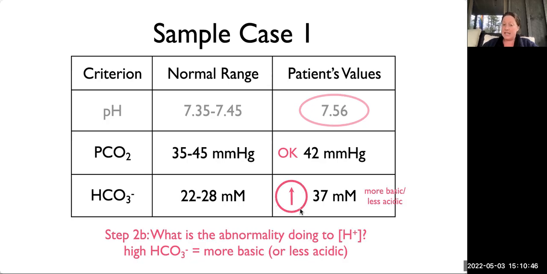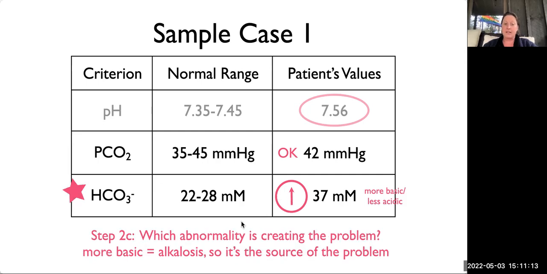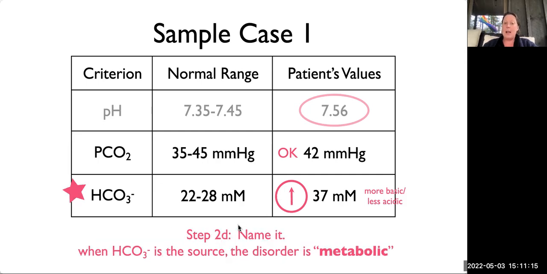Because the bicarbonate is high, we know that it is making the blood more basic or more alkaline. You can also think of this in terms of less acidic. So since we know that the problem is that we have too much base, now we know who to blame. We're going to blame the bicarbonate, and that means that we're going to call this a metabolic disorder. Any disorder that is caused by something that's wrong on this line is metabolic.